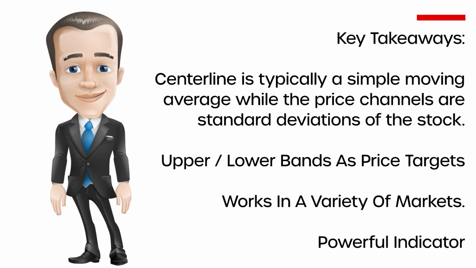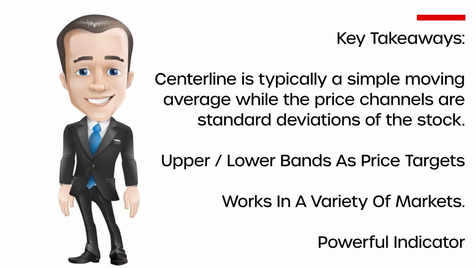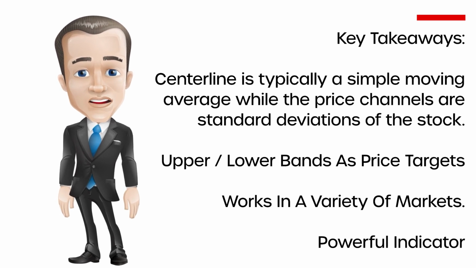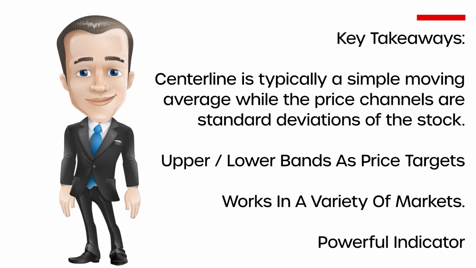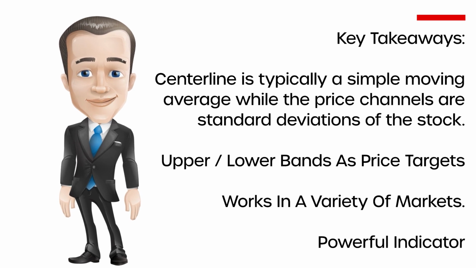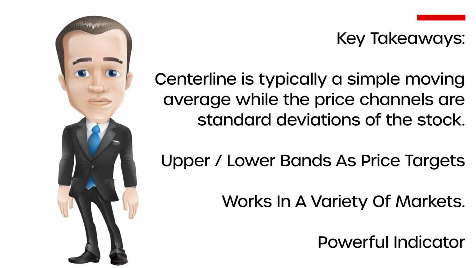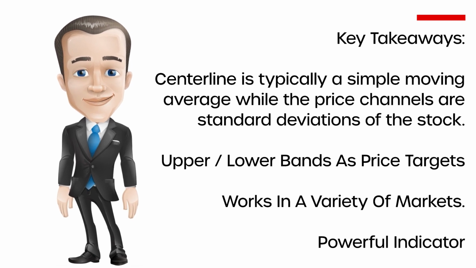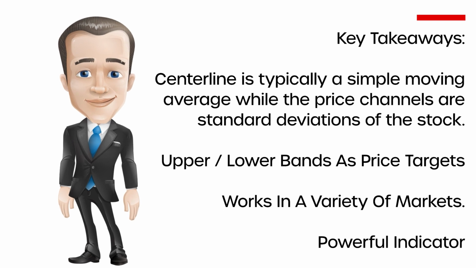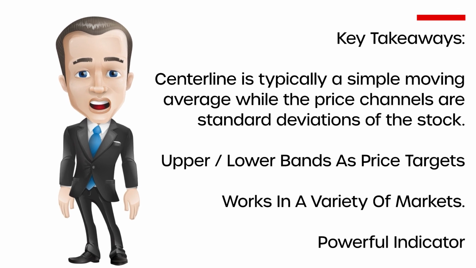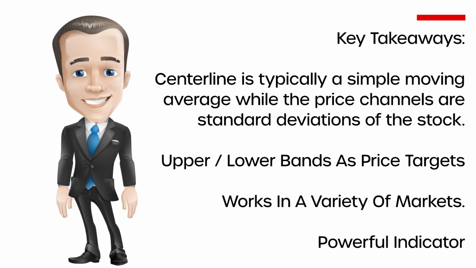Key takeaways. Bollinger Bands consist of a center line and two price channels or broad bands above and below it. The center line is typically a simple moving average, while the price channels are standard deviations of the stock being studied. The bands expand and contract as price action becomes volatile, expansion, or bound into a tight trading pattern, contraction. Traders designate the upper and lower bands as price targets when drawing the bands. When the price continually touches the upper band, it can indicate an overbought signal, while continually touching the lower band, an oversold signal. Bollinger Bands work in a variety of different markets.